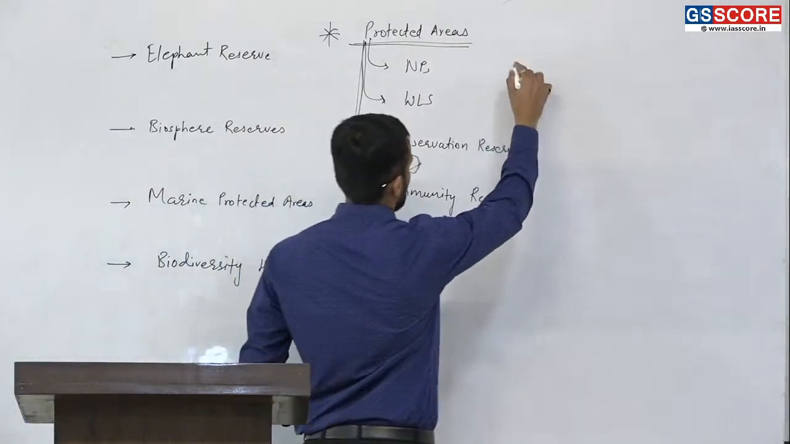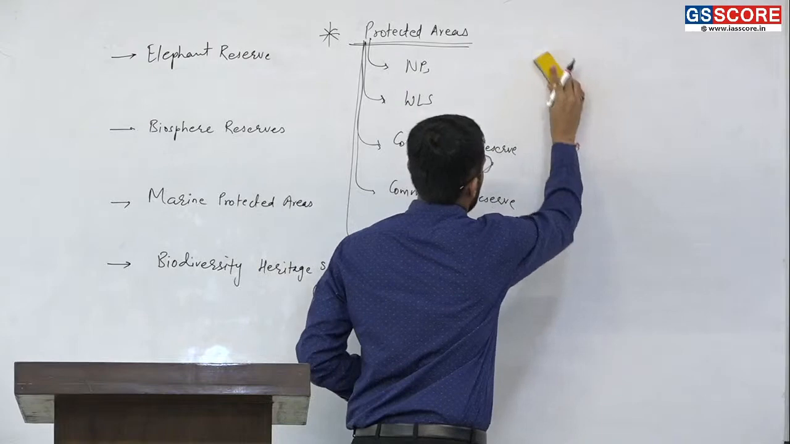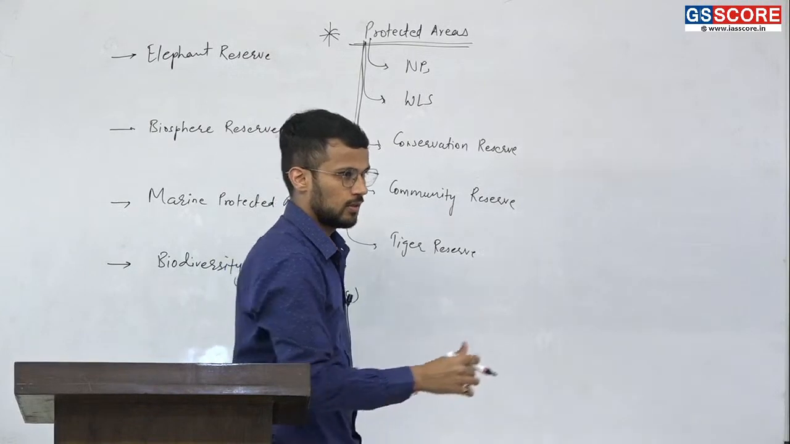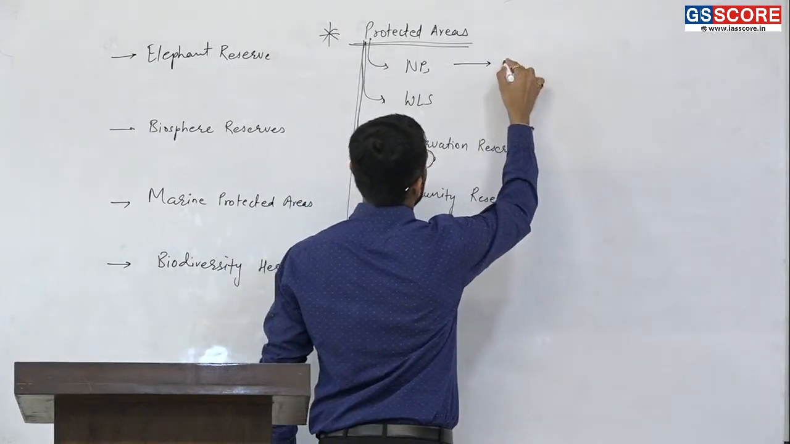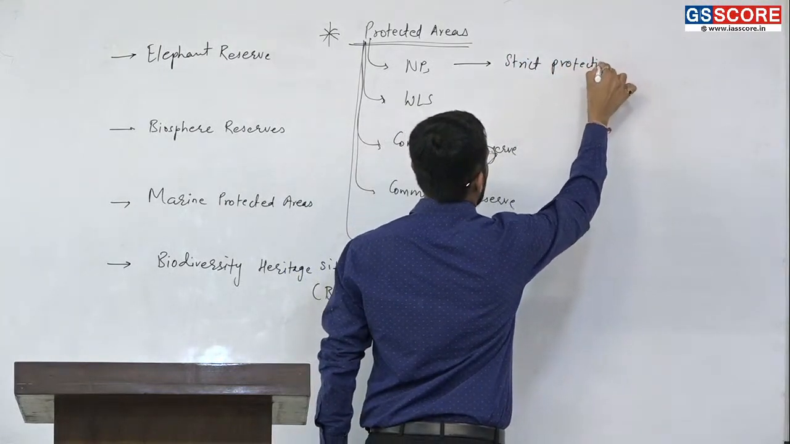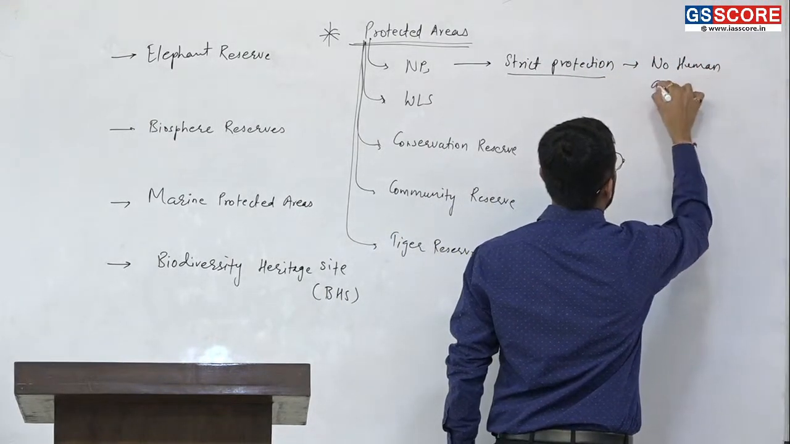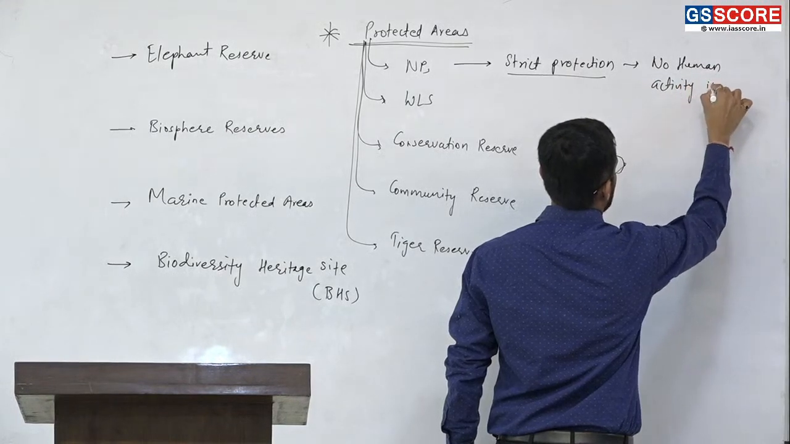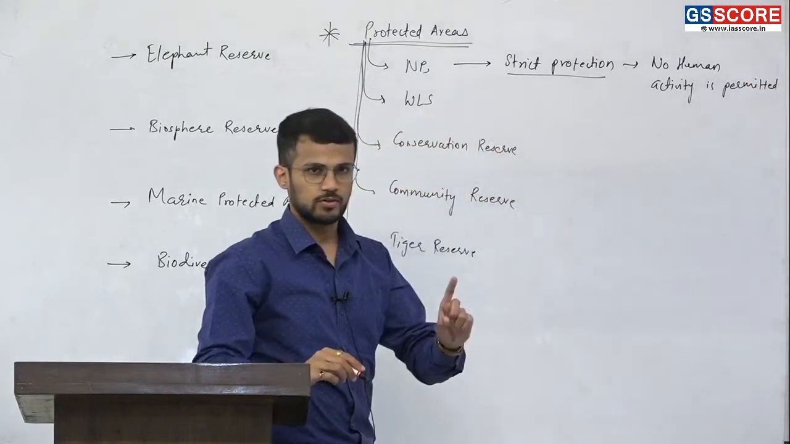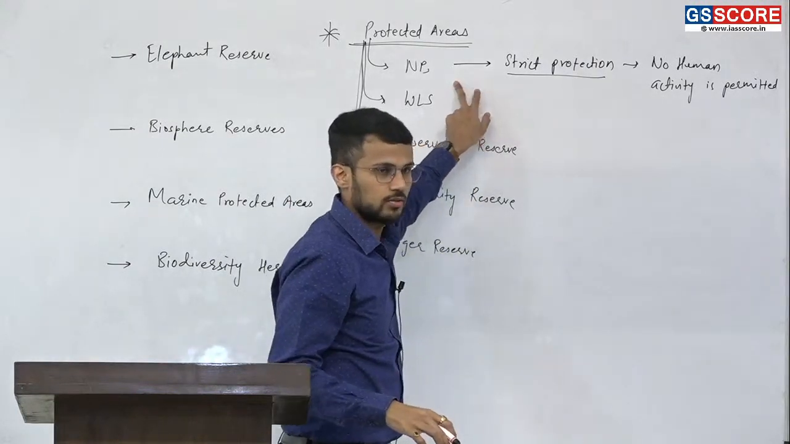So, you must be aware of the basic differences between these protected areas. Can you please tell me the basic difference between national parks, wildlife sanctuaries, conservation reserves, community reserves and all? Yes, in national parks, strict protection is given to wildlife as no human activity is permitted. Right? So strict protection is there for wildlife in national parks, fine.